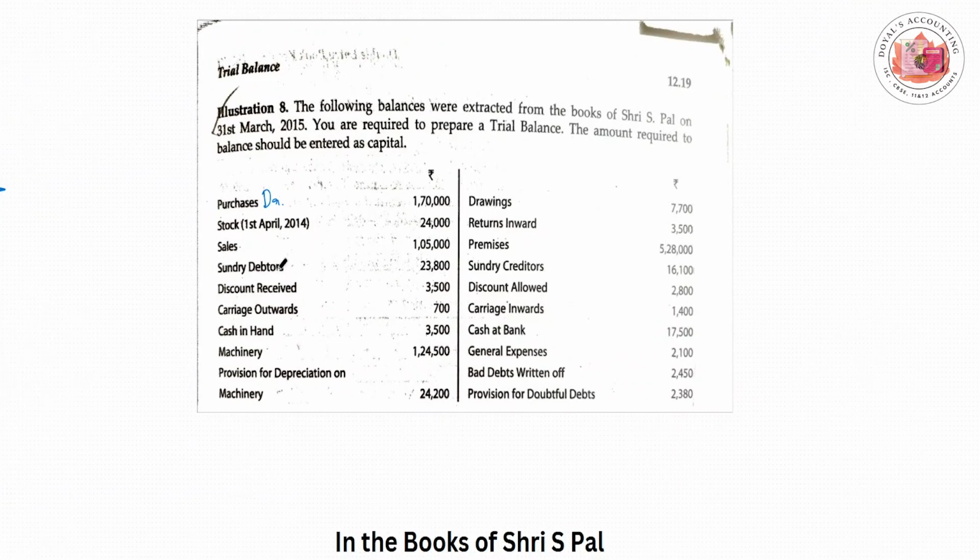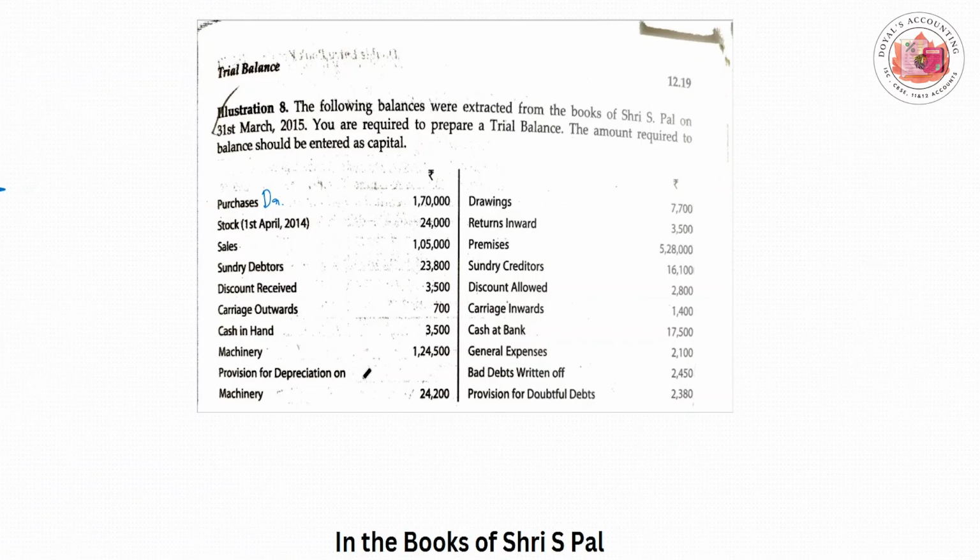Sales, credit. Sundry debtors is an asset, so debit. Discount received is like an income for us, so credit balance. Carriage outwards is an expense, so it will be on the debit side. Carriage inwards also is an expense, so it is going to be a debit side. Cash in hand, asset, debit balance. Machinery, debit balance. Okay, provision for depreciation on machinery.